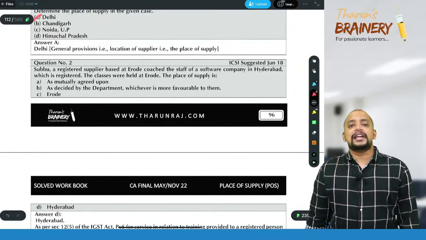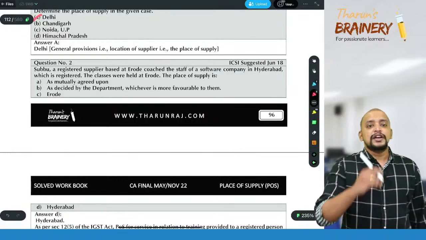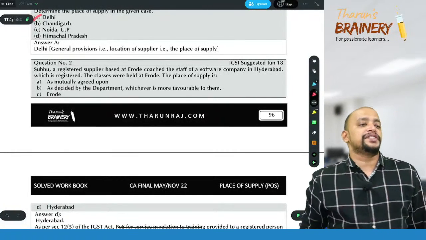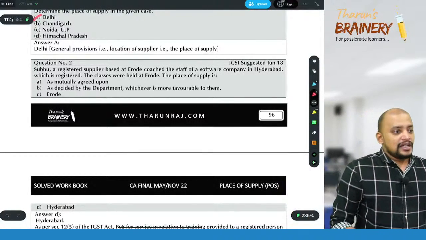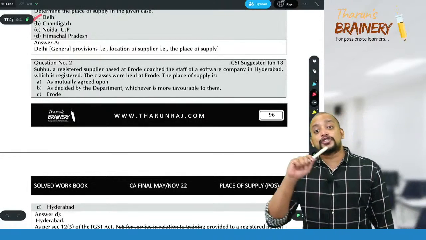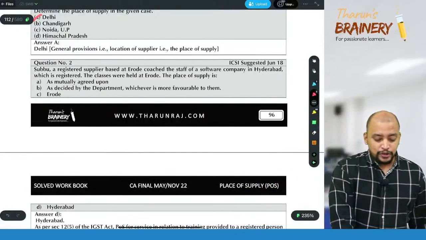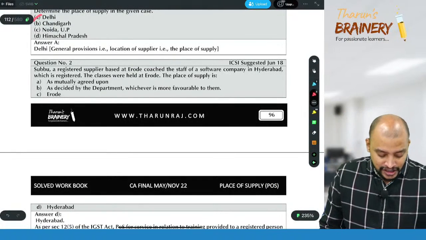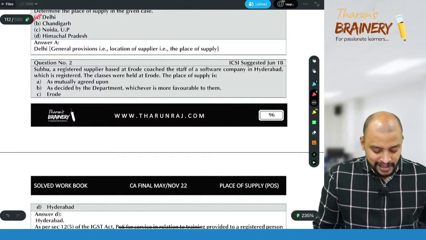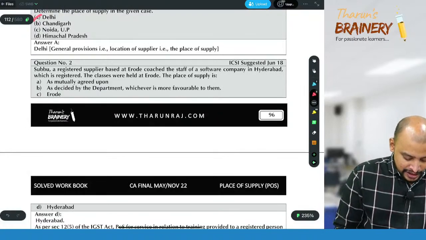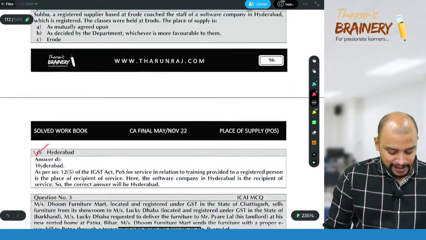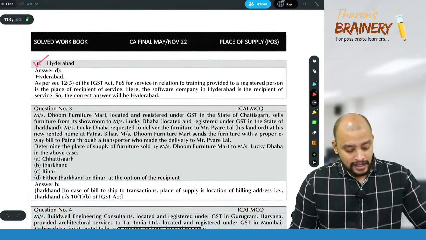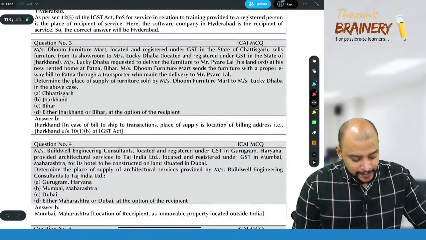In case of training and performance appraisal services, B2B, location of recipient, B2C, location where service are actually performed. So is it B2B or B2C? It is B2B, registered. So location of recipient. So where is the recipient registered? Hyderabad. So Hyderabad will be taken as the place of supply. Okay. Then question number 3.